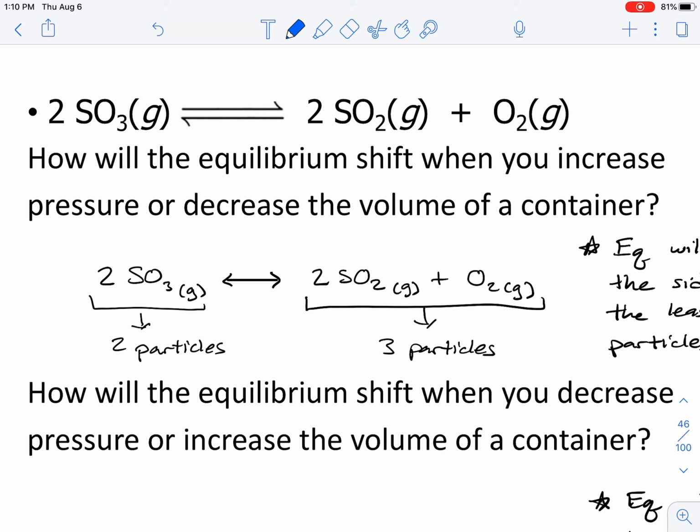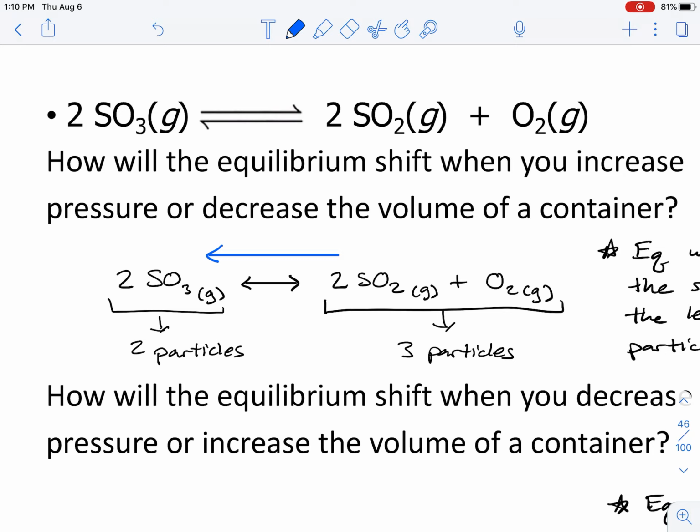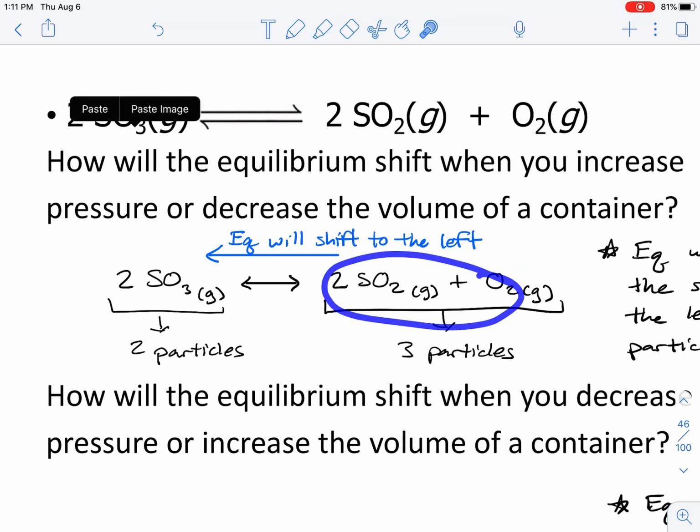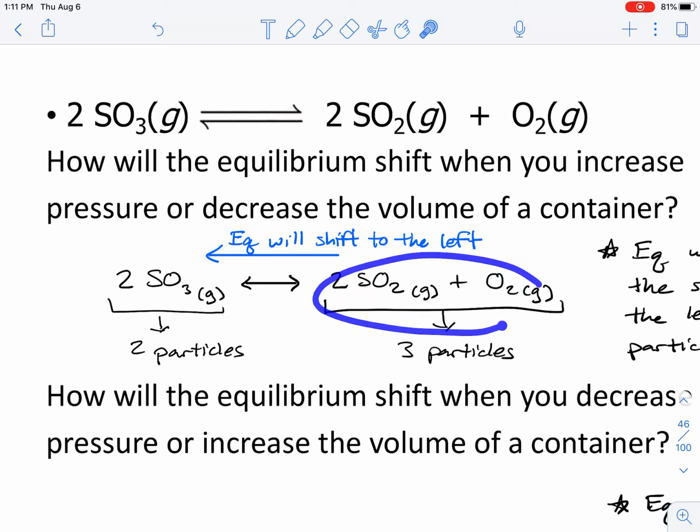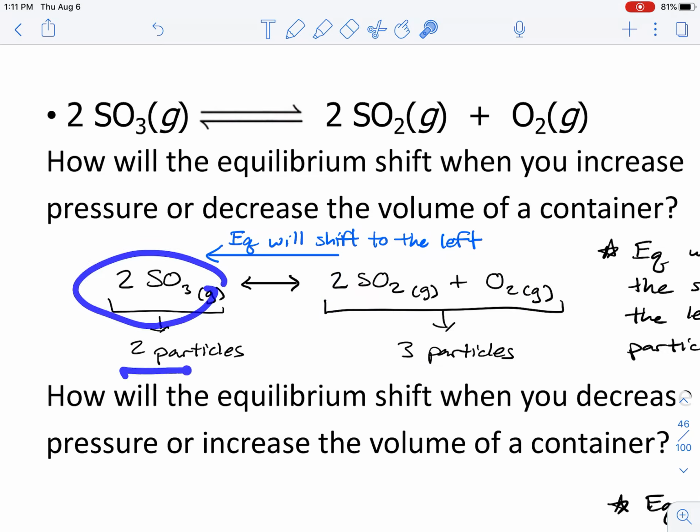I'm going to go ahead and draw a single-headed arrow pointing to the side of the reactants. Overall, the equilibrium will shift to the left. Once again, shifting the equilibrium to the left will consume the side that has more particles and move to the side that has fewer particles, thereby alleviating the added pressure that was placed on the system.